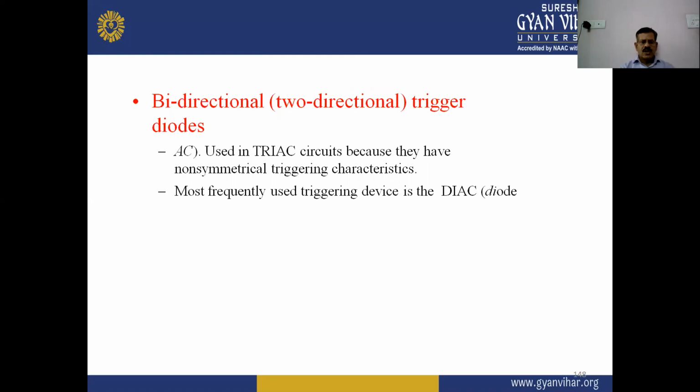Next, the bidirectional trigger diode. A diac is used in triac circuits because they have non-symmetrical triggering characteristics. The most frequently used triggering device is the diac or diode.